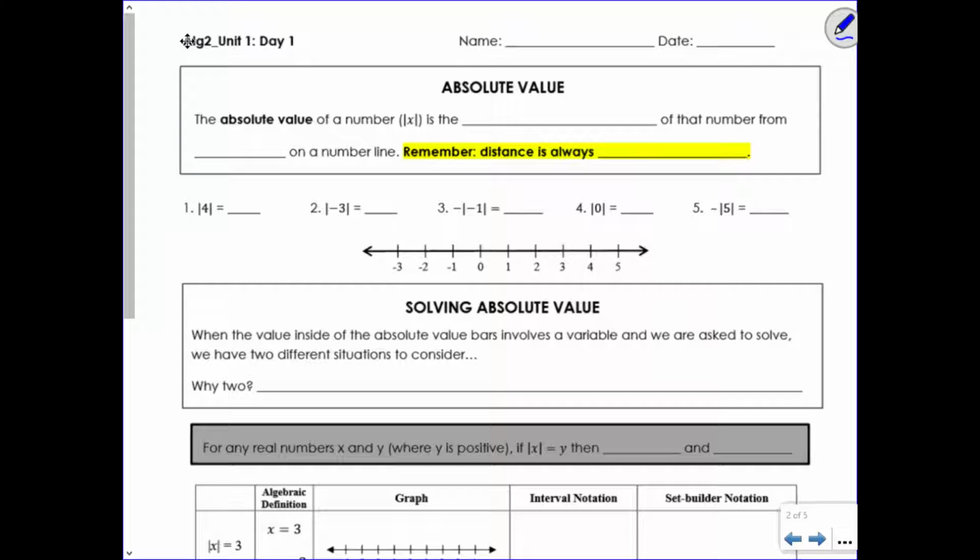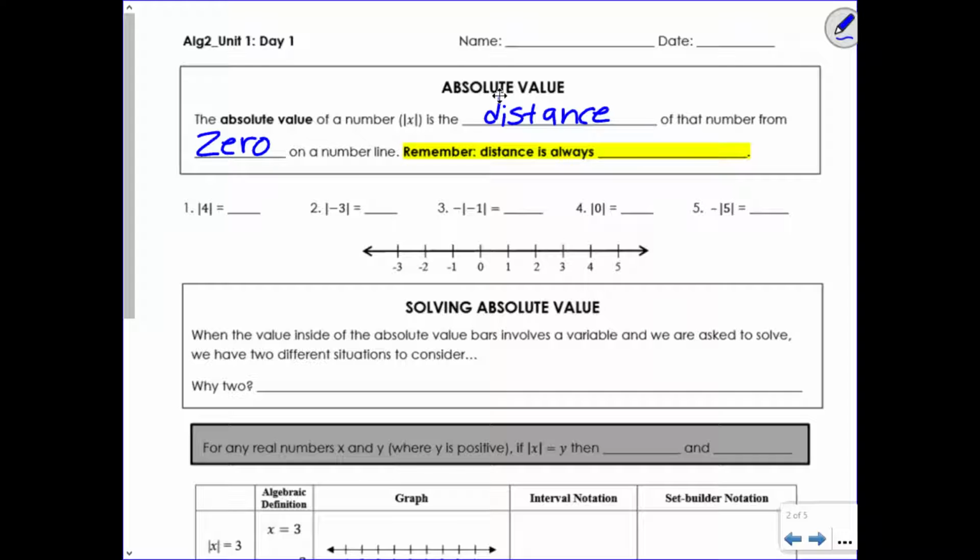Bars around your expression. So the definition of absolute value is the distance that a number is from 0. That's the definition of absolute value. When you take the absolute value of a number, you're expressing what the distance is of that number from 0.